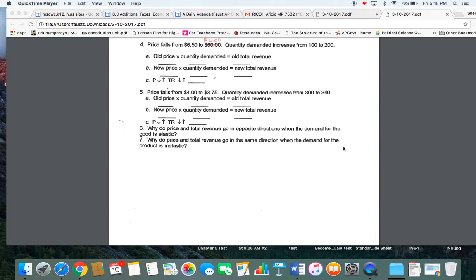And then price and total revenue go in the same direction when it's inelastic because you're not changing the quantity very much at all. You increase the price, people continue to buy it, so you're going to make more money. You lower the price, you're not really going to gain very much because it's not price sensitive, so you're going to actually lose money.